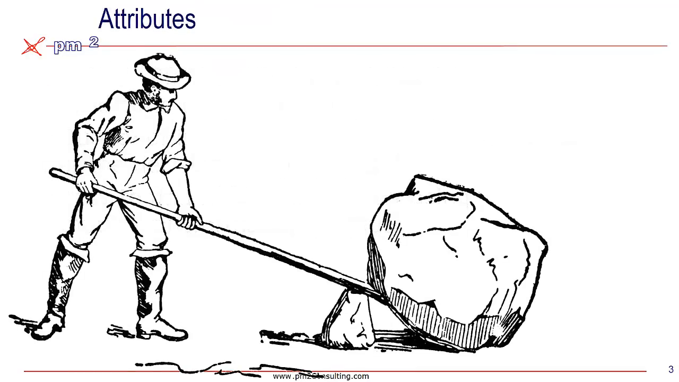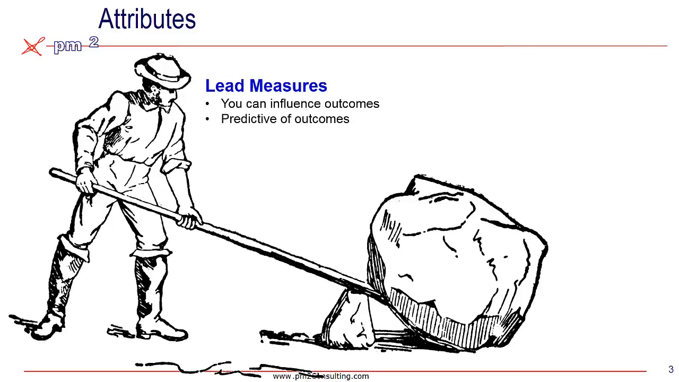So let's talk about lead and lag measures. Obviously, lead measures are things that allow you to influence the outcomes, and that's important. As a manager, you want to influence the outcomes of your process, and therefore you need lead measures to do that. And of course, if I want to predict the future, lead measures are the tool to use. And then finally, the cadence for review. Typically, lead measures are short-term.